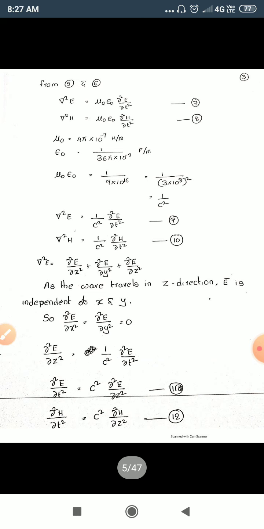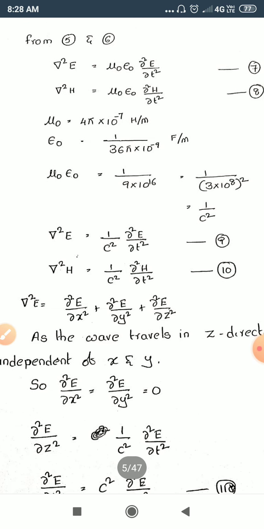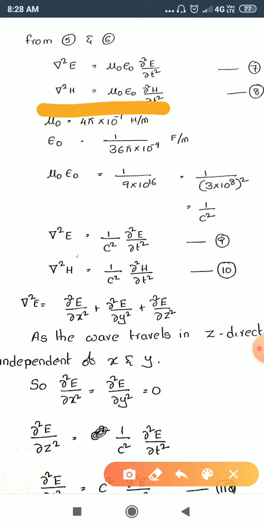Now look at this one. Already from equations 5 and 6 we know del square E equal to mu naught epsilon naught dou square E by dou t square and del square H equal to mu naught epsilon naught dou square H by dou t square. So what are these? These are the two wave equations of free space.